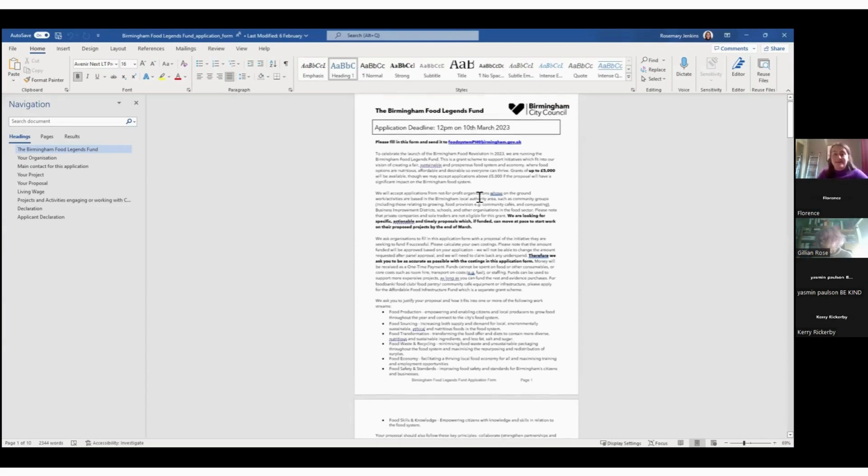So this one, the deadline is 2 weeks today, so it's a week earlier than the first one. Same thing, application, send it to Food System PH. Always ask if you've got any questions. It's the same email address.